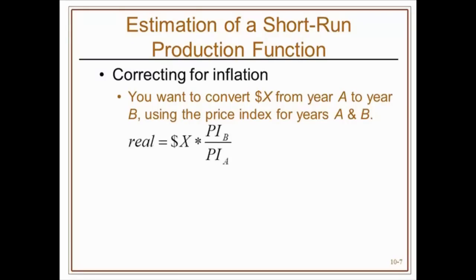The equation that you use to get your real value is this. You would start with the nominal value, X dollars, that you started with, and you would multiply it by this ratio of the price indexes. I rewrite it a little bit differently than the book does. The real dollar amount will be the nominal dollar amount that you start with, multiplied by this ratio of the price indexes, where the numerator will be the price index of the year you are converting to, year B, and the denominator will be the price index for the year you are converting from, year A.